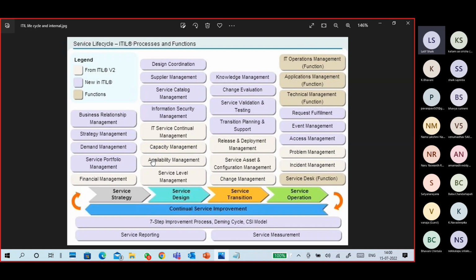The last one is continual service improvement. It's a 7-step improvement process, the Deming cycle kind of stuff. It's all about the performance of each and every life cycle, analyzing the data and improving the life cycle. Then it will improve your business. Improvement of business will support the improvement of services and customer care. It gives more brand value to the organization.